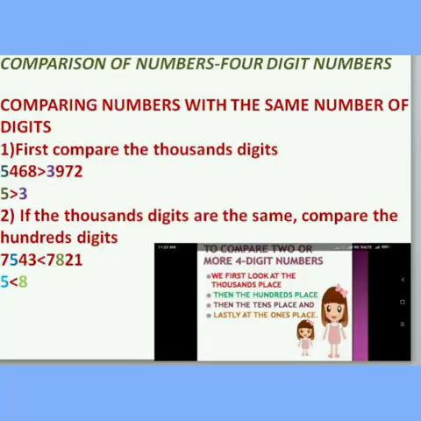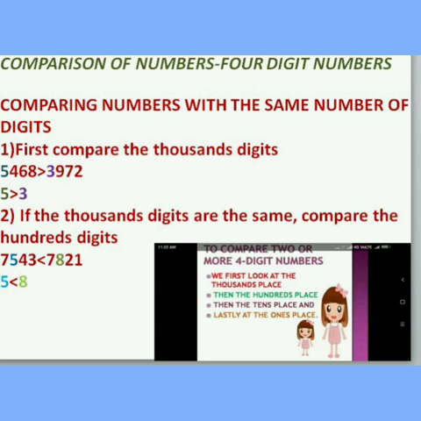Next, comparison of numbers for four-digit numbers. For this, some steps are needed. The first step is, first look at the thousands place of the given numbers. Here two numbers are given. They are 5468 and 3972. We have to compare these two numbers.